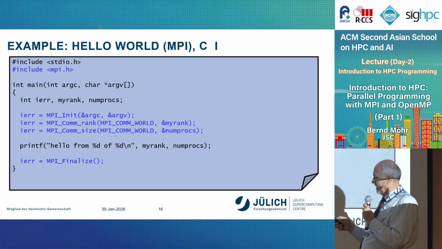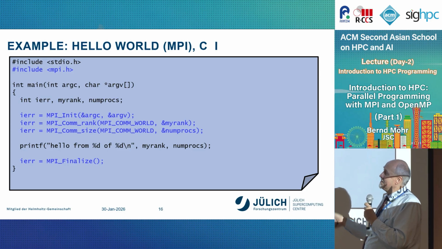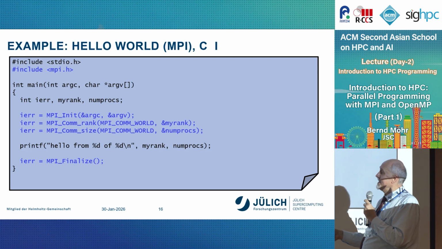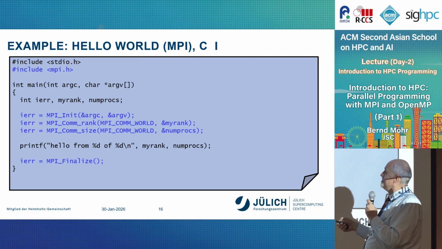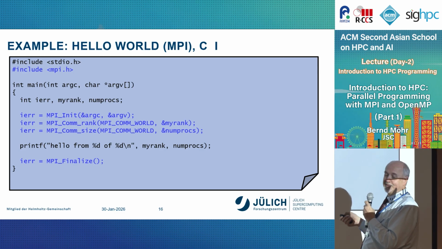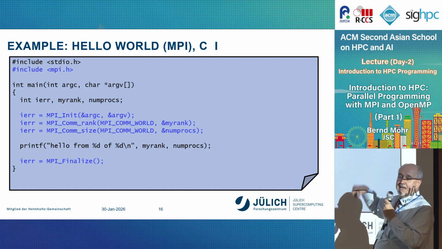Everything in black is normal C language. I have a main program. I need variables for errors, to store my rank and the number of processes. And then I print out, hello, I'm rank so and so of so and so much. Okay, and then we have to have MPI.